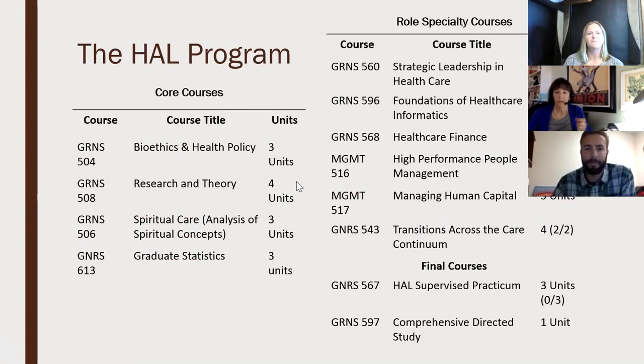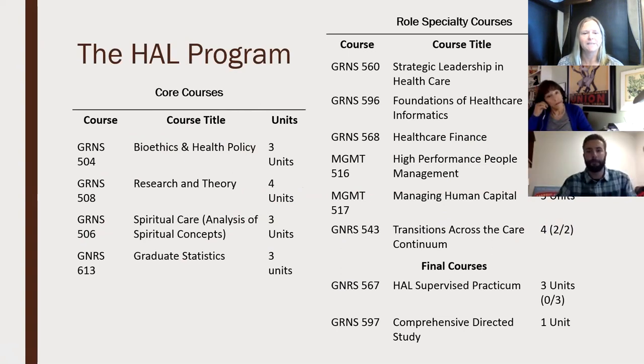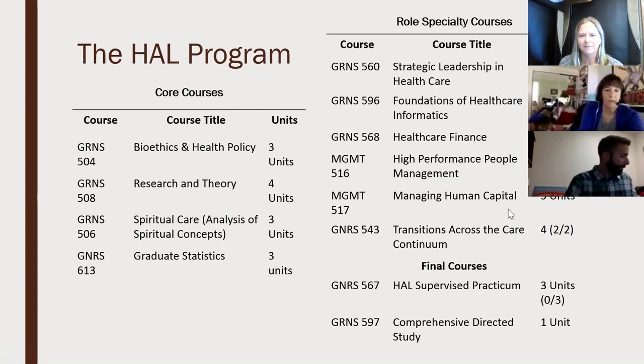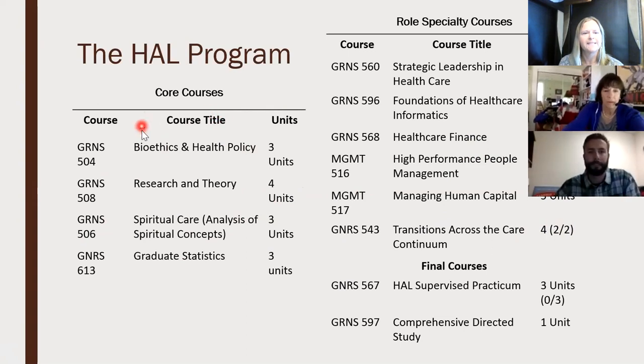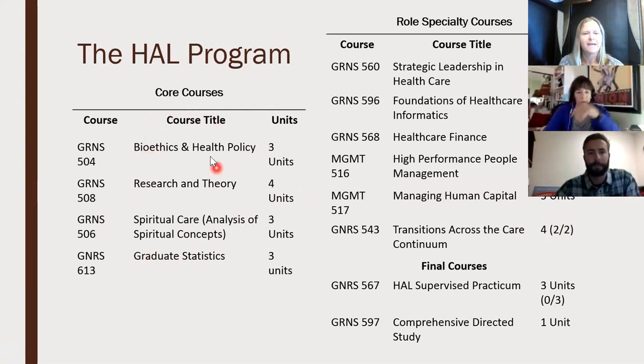Here we go. So the HAL program, Health Administration Leadership Program, is 37 units, and it is made up of 13 units of core courses, which are over on the left. So these here are the core courses. These are the courses that everybody who goes into a master's of nursing at Azusa Pacific has to take, these 4 courses here. And then the role specialty courses are the ones over here.